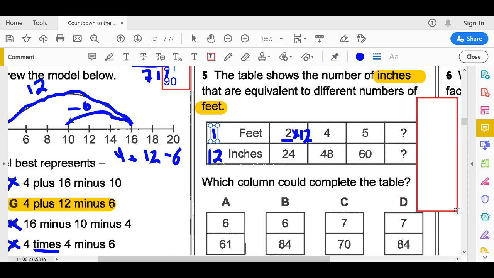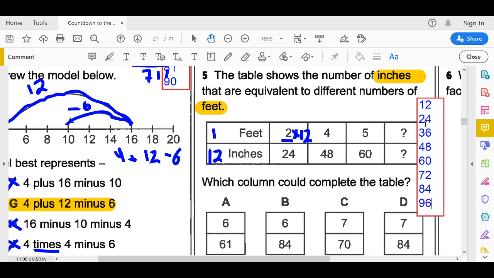Just to do that there, I'm going to create my tables of 12. Remember that tables is just adding the same number. So it should be 12, 24, 36, 48, 60, 72, 84, 96, 108, and the last number on the tables is 120. These are my tables of 12. So based on these tables of 12, let's check the answers.